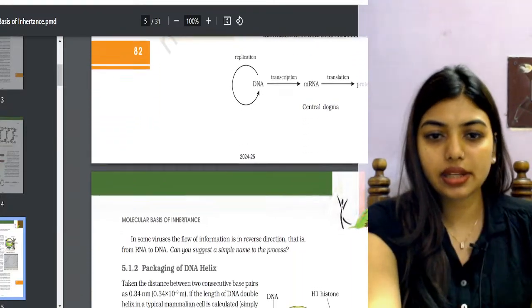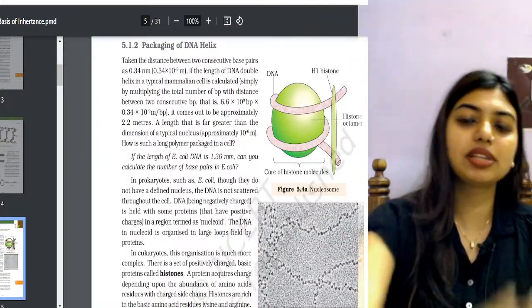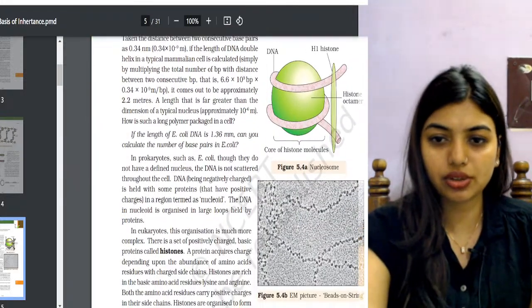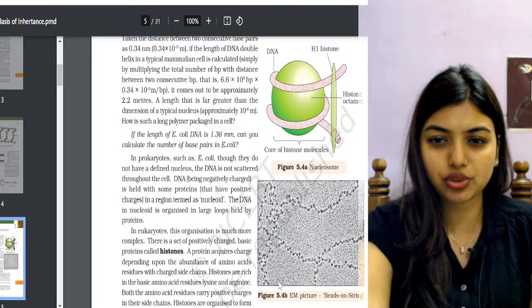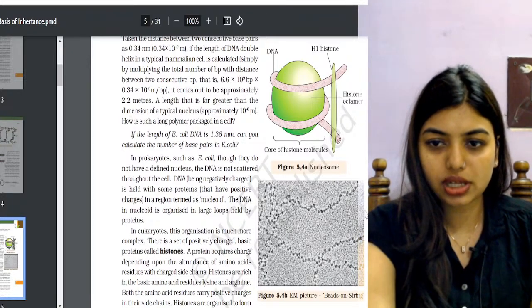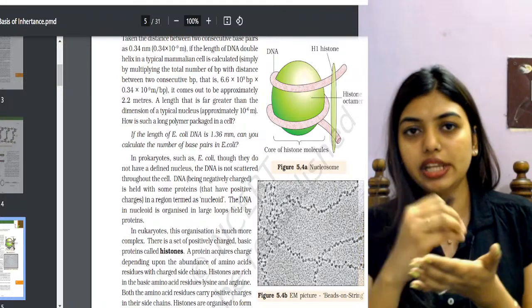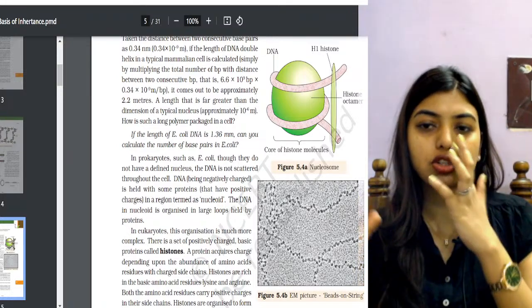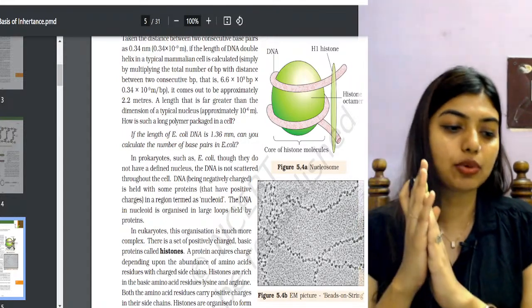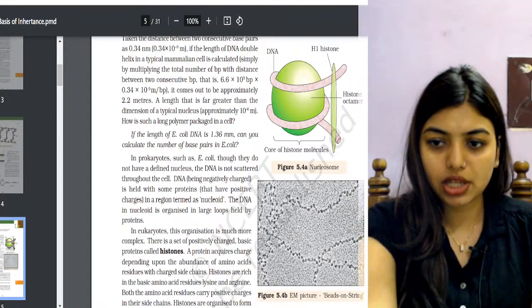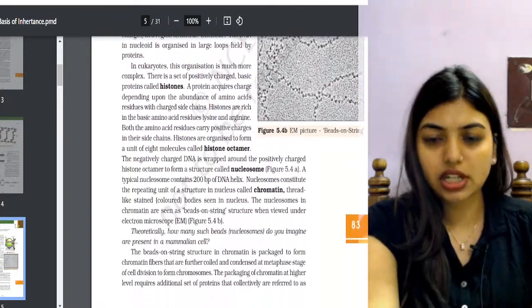Then packaging of DNA helix, such a big strand, how do we pack it inside? So here you can see how it looks under the microscope. I could not show you this yesterday. Look here how it looks under the microscope. Can you see dots? Those dots are nucleosomes. DNA plus histone octamer forms the nucleosome, and they are kept together with the help of a linker protein, which is called the H1 protein. Okay, H1 protein.